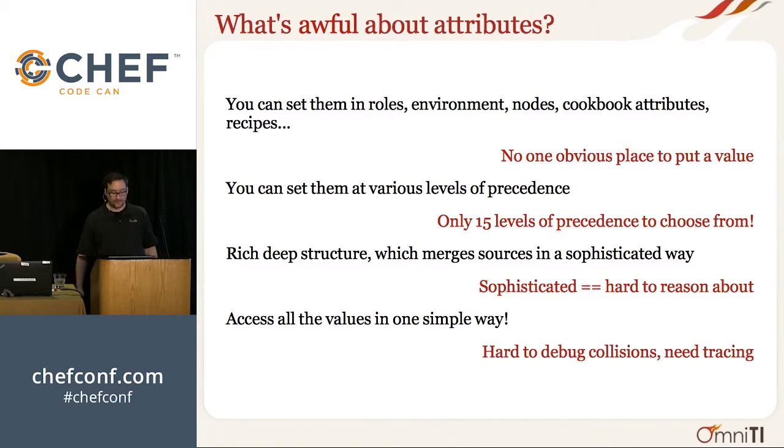Anyway, as for accessing all the values in one simple way, that also means it's really hard to debug collisions, because by the time you get that node thing that you're talking to, all the merging has already happened. All of that where-did-it-come-from data is gone. We'll explore that later. My need there was some way of tracing that, and I made a tool for that, and that's part 3, tracing.